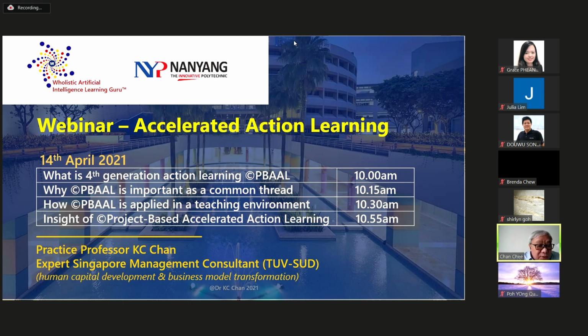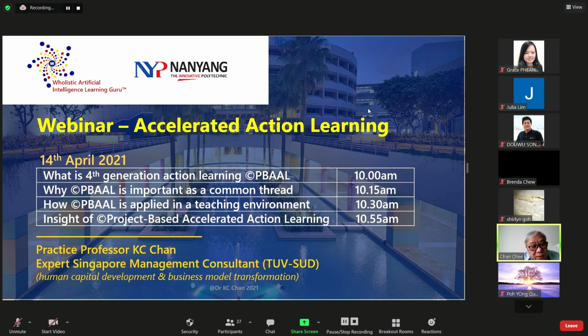So I will go through what is the fourth generation of action learning, and then why this project-based accelerated action learning is so important as a common thread.